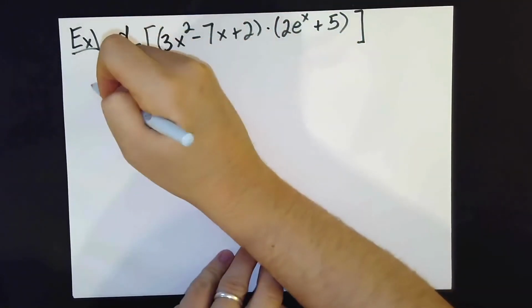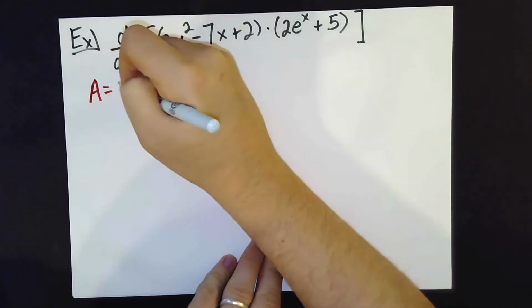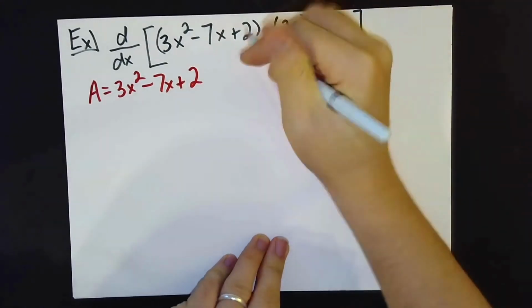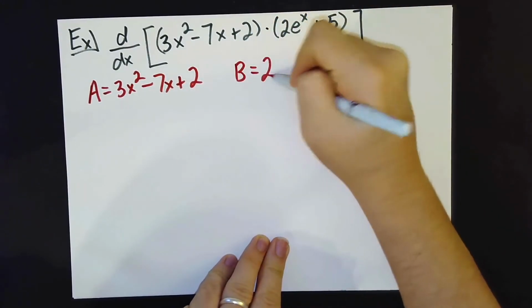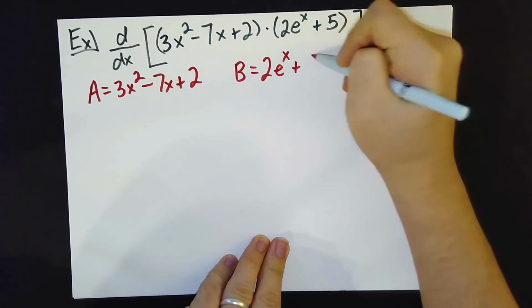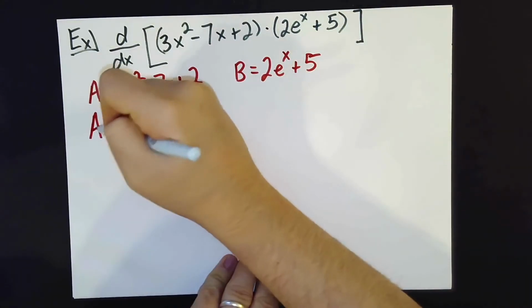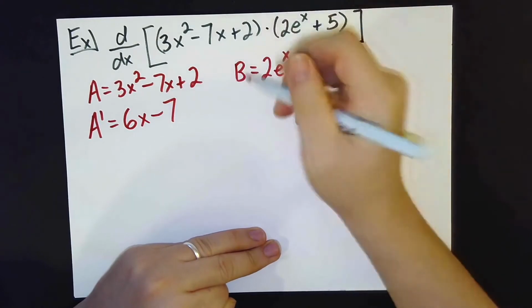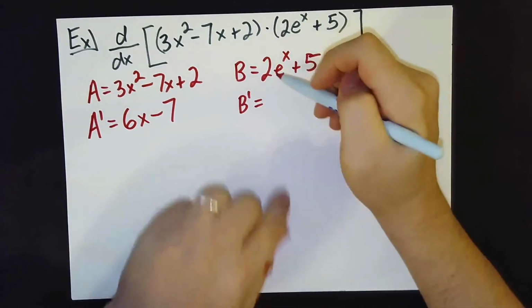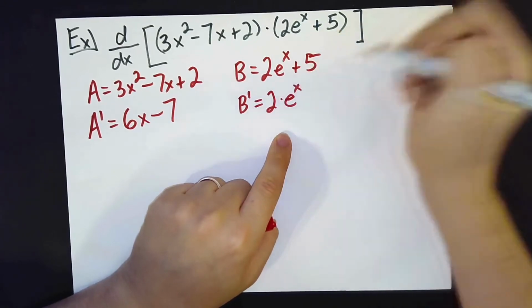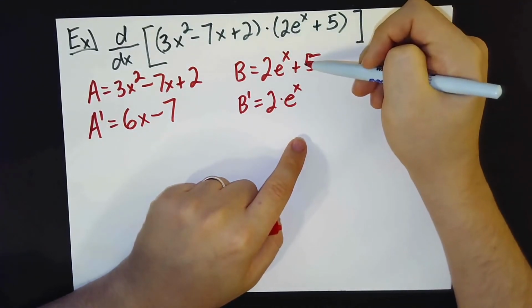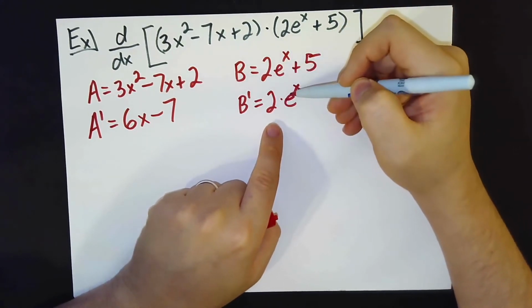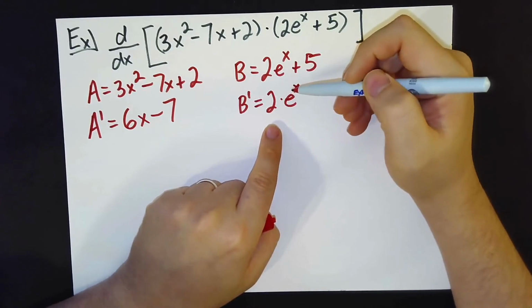So, in this case, for example, my thing A is going to be 3x squared minus 7x plus 2. And my thing B is going to be 2e to the x plus 5. A prime, then, will be 6x minus 7. Remember, the derivative of 2 is 0. And B prime here will be 2 times e to the x. The derivative of 5 is 0. Remember, when I take the derivative of 2 times e to the x, I just keep the 2, and then take the derivative of e to the x, which in fact gives me e to the x back.